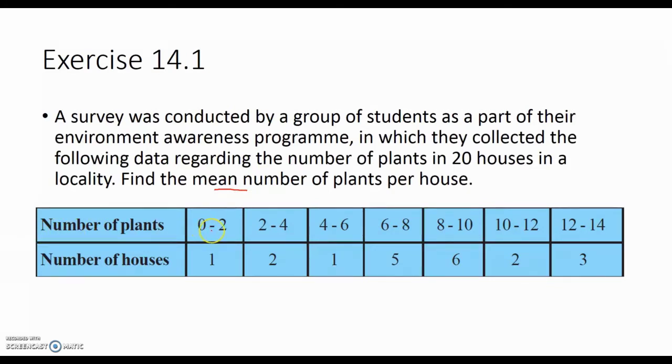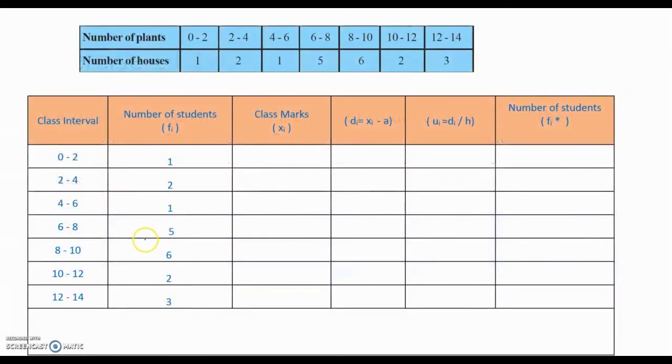So as you can see, number of plants have already been put into different groups. The groups read like 0 to 2, 2 to 4, 4 to 6, like that. So you know that the class interval is already given. You don't have to find out the class interval, and you have been given the frequencies also, right? Number of houses is the frequency. Okay, if we want to put it in a tabulate format, we'll put the class interval here, and 0 to 2, 2 to 4, all these will come over here, and the frequencies will be written like this: 1 2 1 5 6 2 3.